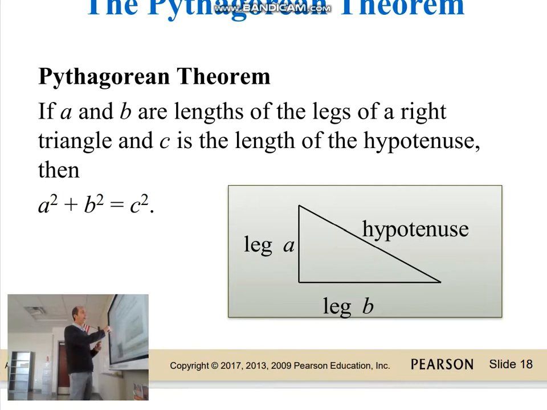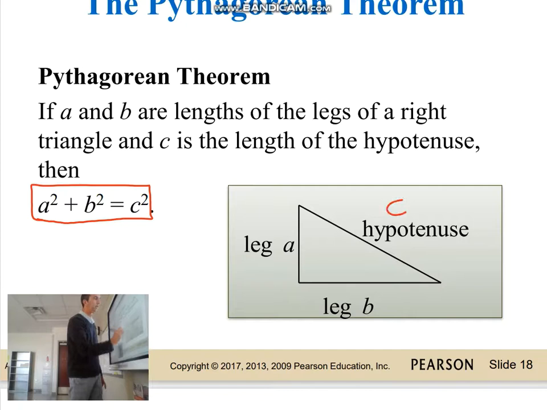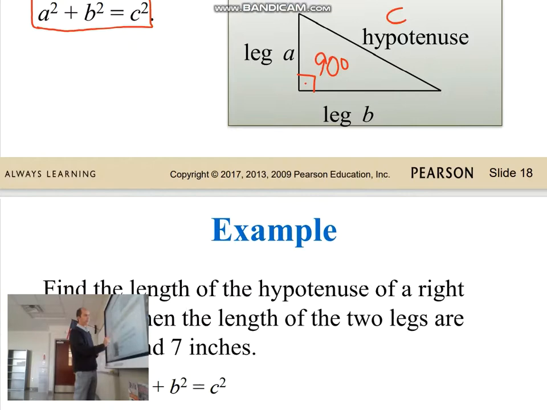If A and B are lengths of the legs of a right triangle and C is the length of the hypotenuse, then A squared plus B squared equals C squared. That's the formula, very simple, okay? The hypotenuse is C, the legs are A and B, and you need to have a right triangle, that means a triangle that has one angle of 90 degrees. The hypotenuse is the longest side, always opposite to the right angle, and the legs are the sides that make the right angle. So now let's work on a few examples of applications of the Pythagorean theorem.